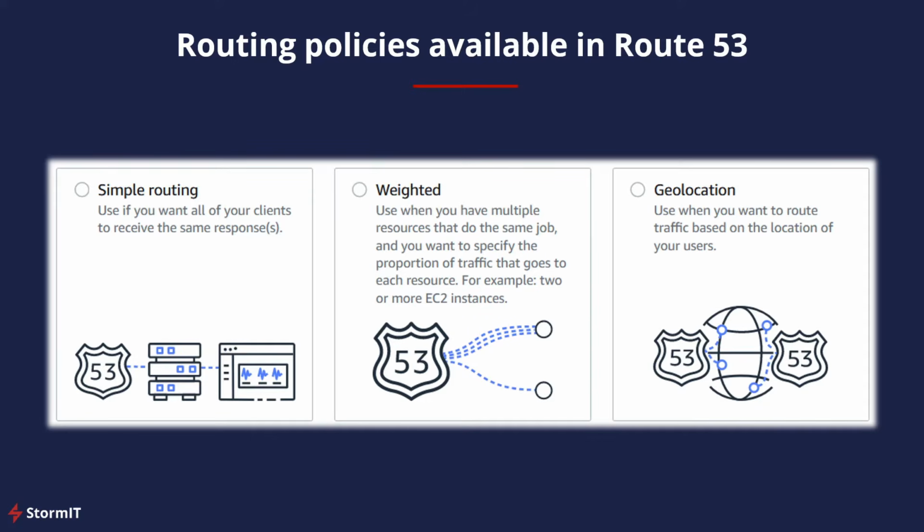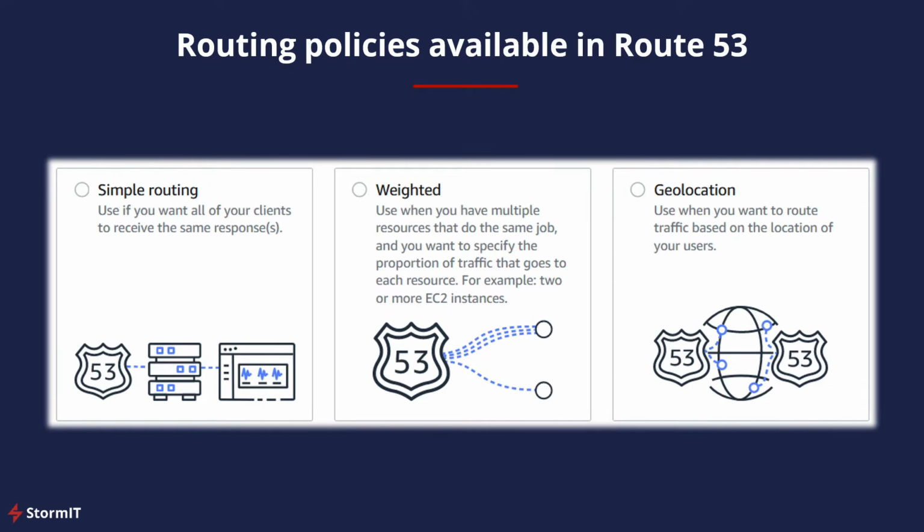The first one, which you can use, is simple routing policy, and you can use it when you have a single resource that performs a given function for your domain, for example, application load balancer or CloudFront distribution. This is the most simple one and I think most used one. We will look at this routing policy in AWS Management Console.